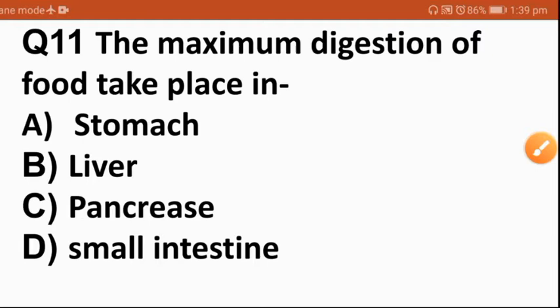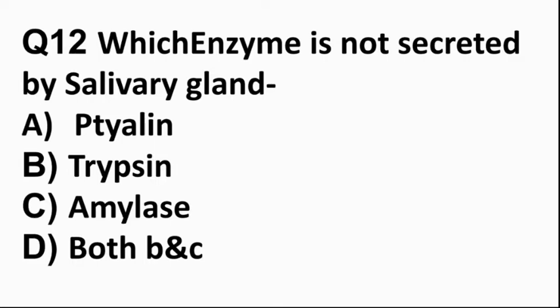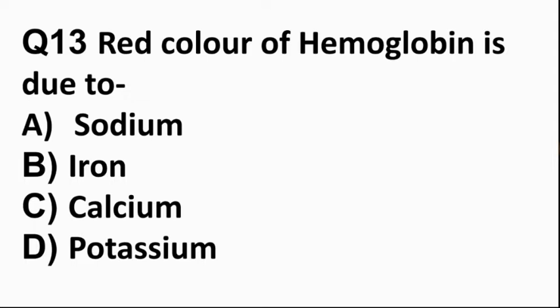Which enzyme is not secreted by salivary gland? B trypsin. Red color of hemoglobin is due to B iron.